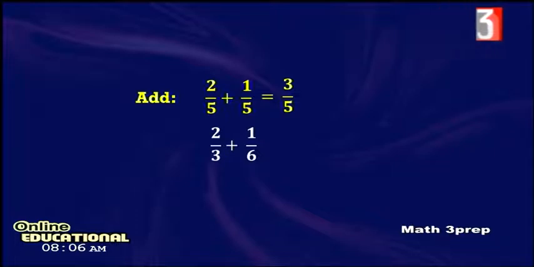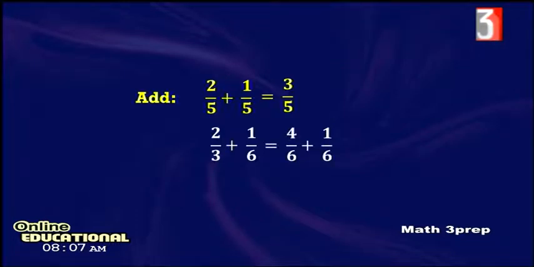Now, what about 3? Can you make the denominator 3 be 6 so as the two denominators will be like each other? Of course, yes. How? By multiplying the first fraction, 2 over 3, by 2. So 2 over 3 multiplied by 2 numerator and denominator, it will give 4 over 6 plus 1 over 6.